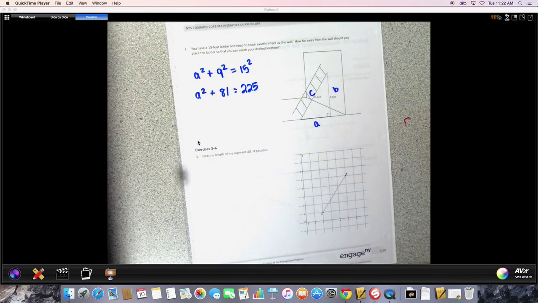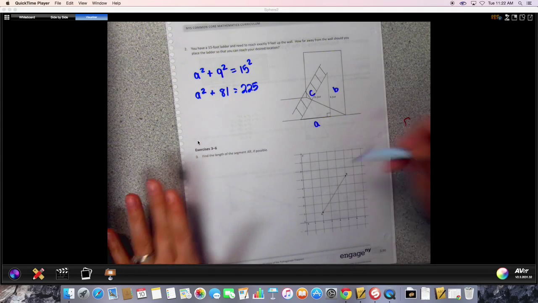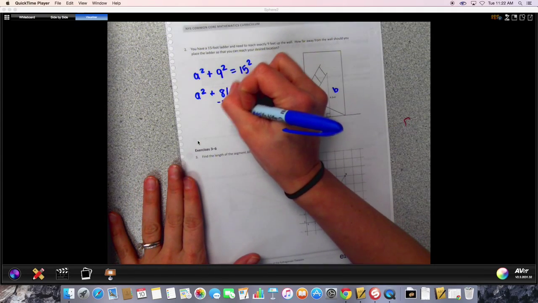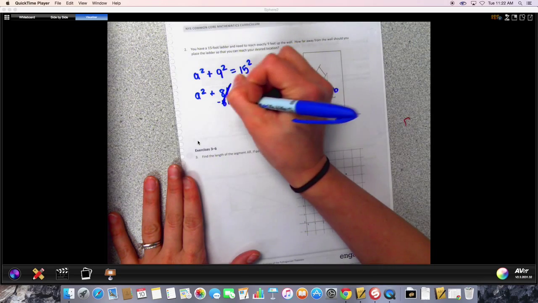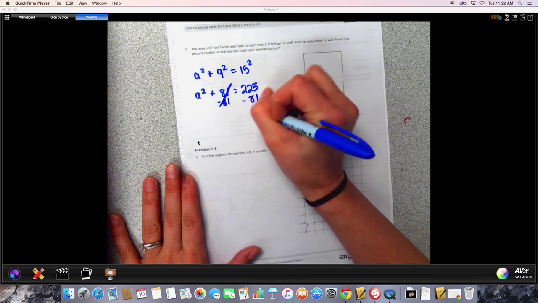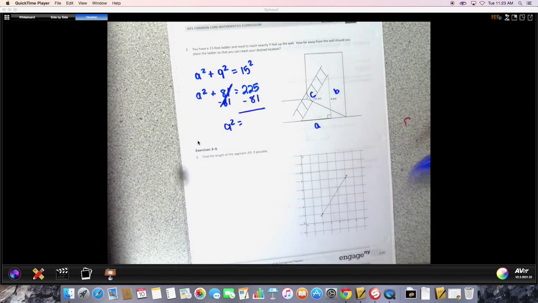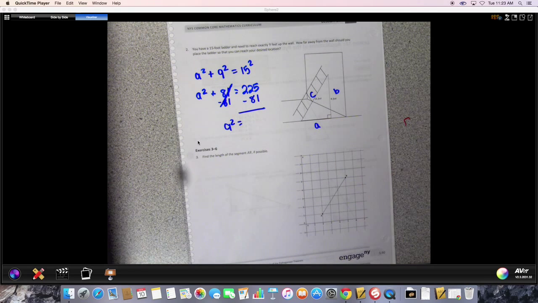Okay? And again, now we're trying to find A, which means that we have to solve the equation. So we're going to subtract. I only do it here to show you that we are canceling that out. We do it here so we can use the answer to get A squared. A squared now, 225 minus 81, is going to be 144.